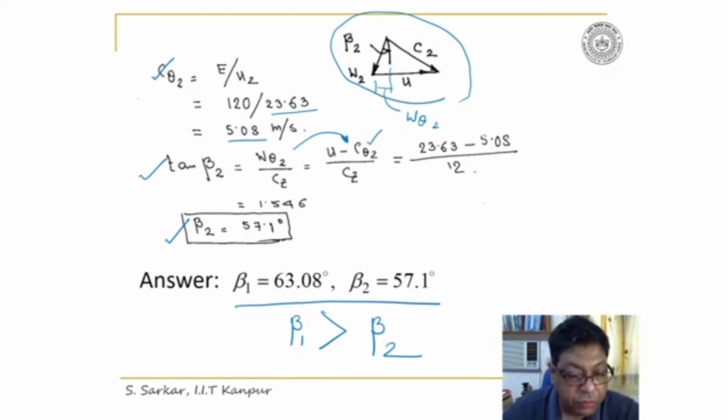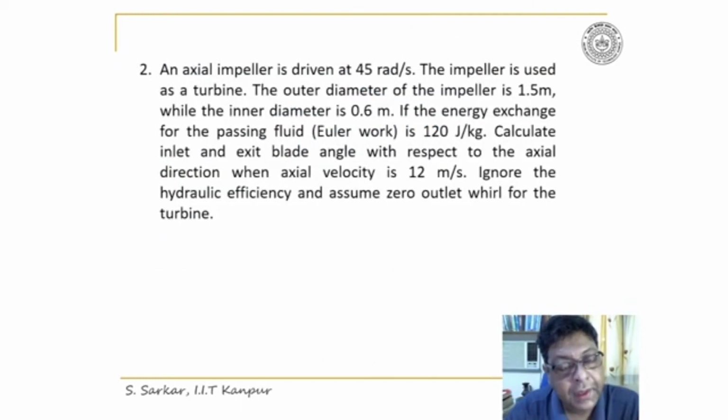So beta 2 I am getting as 57.1 degree. Thus the answers are beta 1 is equal to 63.08 degree and beta 2 57.1 degree. Note that here beta 1 is greater than beta 2 for a pump impeller. Let me state the problem number 2.